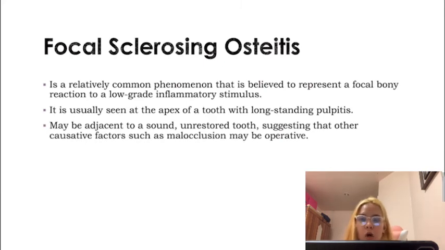Focal sclerosing osteitis is a relatively common phenomenon that is believed to represent a focal bony reaction to a low-grade inflammatory stimulus. It is usually seen at the apex of a tooth with long-standing pulpitis, but may be adjacent to a sound, unrestored tooth, suggesting that other causative factors such as malocclusion may be operative.